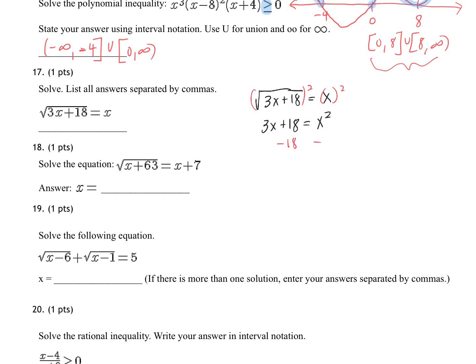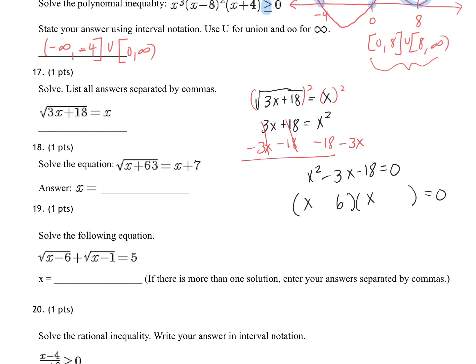We subtract 18 from both sides. Yeah, we do want to do that, but we also want to subtract 3x from both sides. So let me go ahead and do both of those together. Since it's quadratic, we want everything on the same side, set equal to 0. So we would get x squared minus 3x minus 18 equals 0. And then we would try to factor that. If it doesn't factor, we would have to use the quadratic formula.